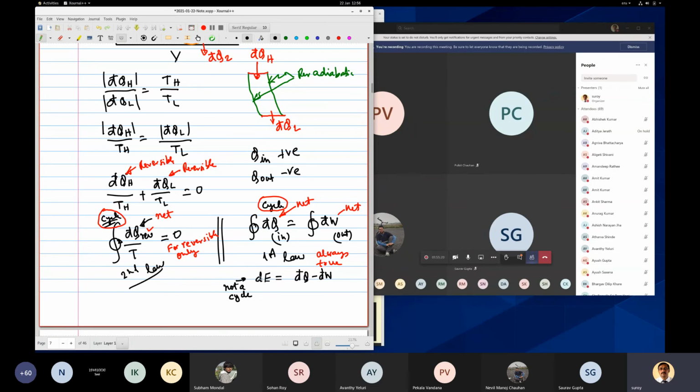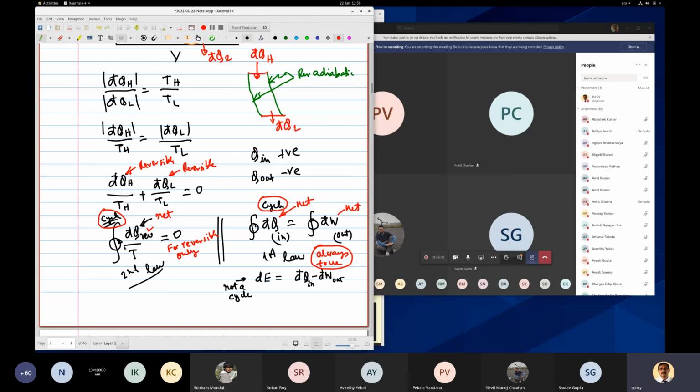If it goes back to the same state, this will become 0, and so then dq in will be equal to dq out. So this is our in, this is out. So if it's not a cycle, this is how we write. If it's a cycle, this is how we write. So this is all the first law, always true. This is only true for reversible process. This is also called change in entropy. That is how the concept of entropy came.